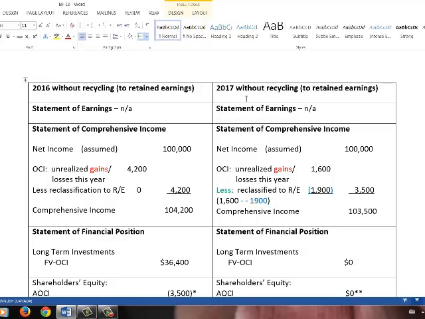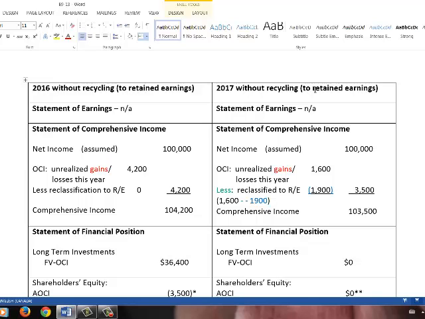So instead of recycling any of the unrealized holding gains and losses into net income upon the sale of a fair value through OCI investment, it's only going into retained earnings. So you can see that in either year we would have no effect on the statement of earnings because, first of all, for 2016 there was no investment sold that year, so it's not applicable. And in 2017 there was an investment sold, but it didn't go through net income because this is without recycling. So your statement of earnings or income statement isn't affected.